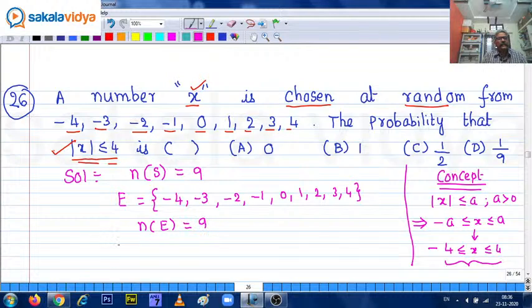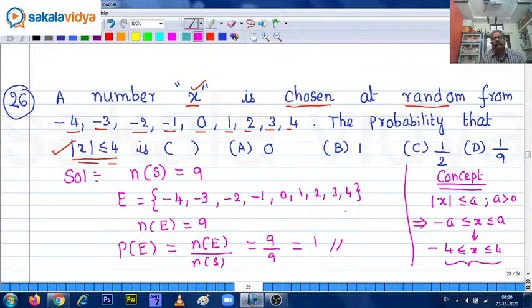P of E equals n of E upon n of S, so we can write 9 upon 9, whose value is 1. So B is the right option.